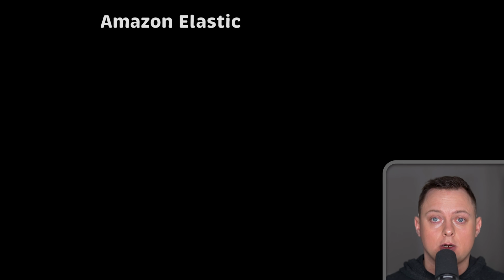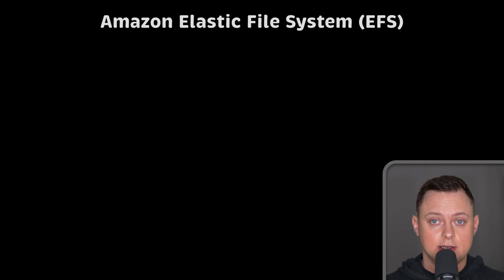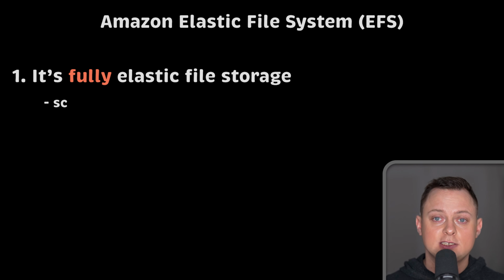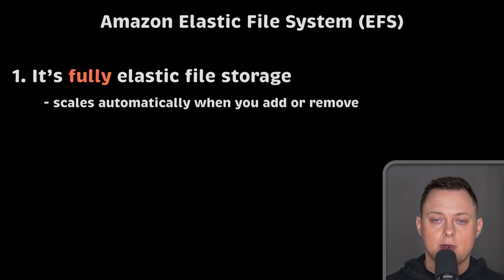This is the 9th part of the Amazon EKS tutorial. In this section, we'll talk about EFS file system. Now, let's go over some main features of EFS. First of all, it's elastic, meaning you don't need to worry about capacity ahead of time. This file system will scale automatically when you add or remove files.